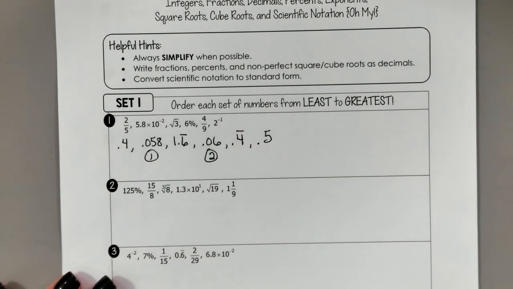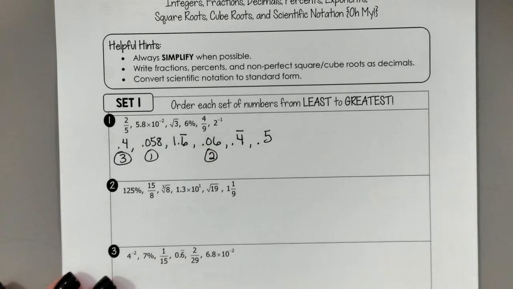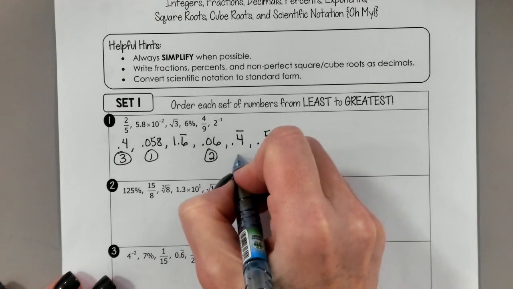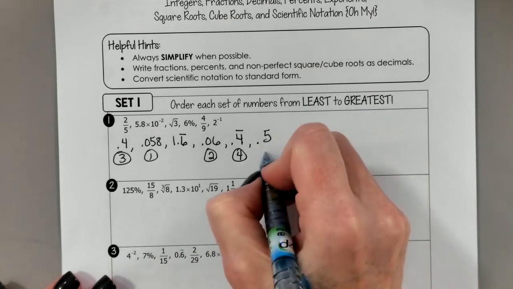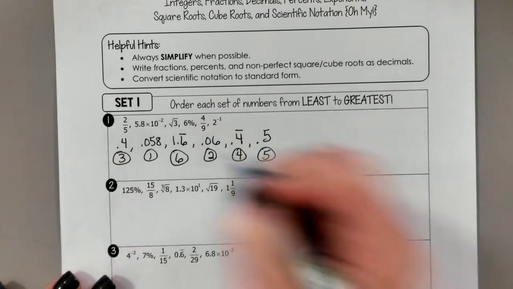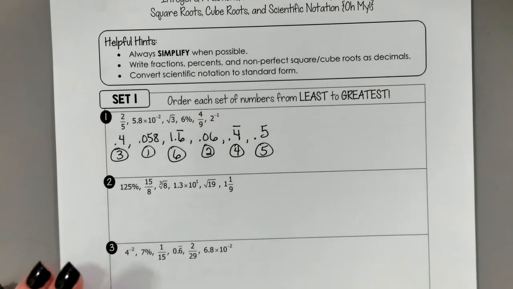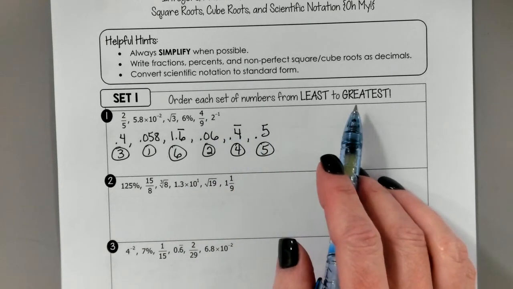Okay. All right, so we said this was the smallest. This we said was next. Then the 0.4. Then the 0.4 repeating, the 0.5, and then we said this was our largest number. Okay, so we had to do a little work with it, but once you do a couple, it's not too bad. All right, so final thing you need to do, because it says order the set from least to greatest.